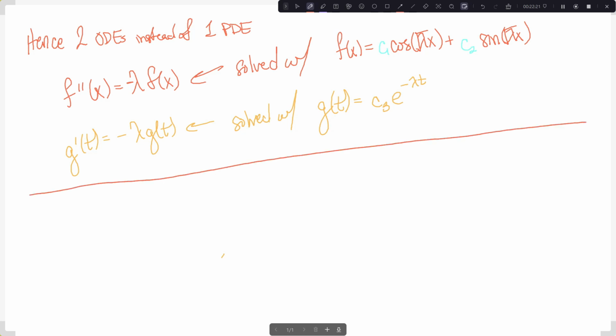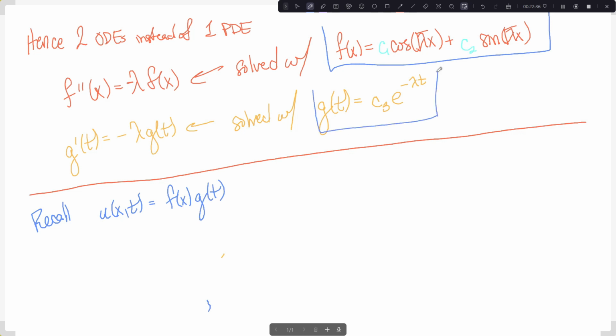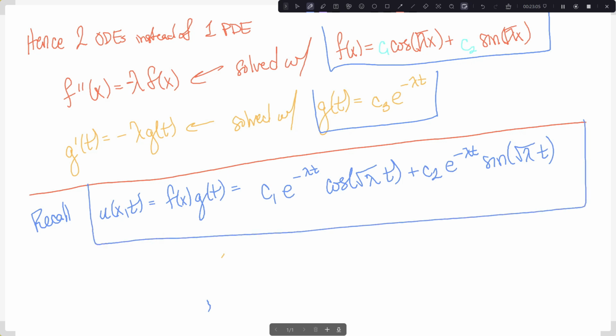Okay, so let's jump back to recall that u of x and t was equal to f of x times g of t. So we're just going to grab f of x, and we're going to grab g of t, and we're going to multiply them together. So when we multiply them, we don't know what our constants are still, so I'm just going to call it c1 e to the negative lambda t cosine root lambda x plus c2 e to the negative lambda t sine root lambda x. That's the solution to the heat equation.